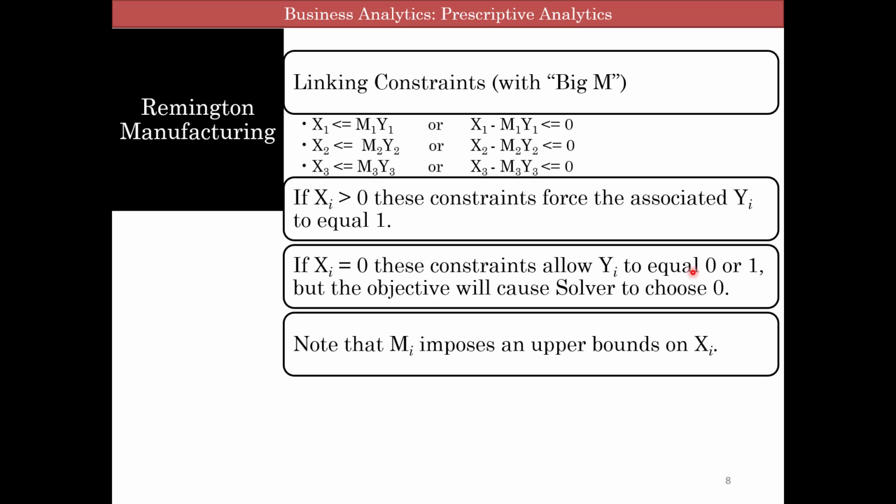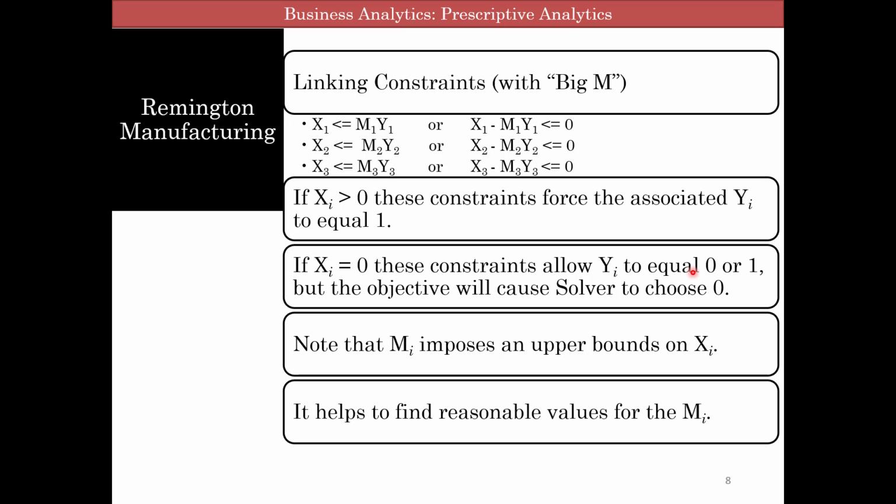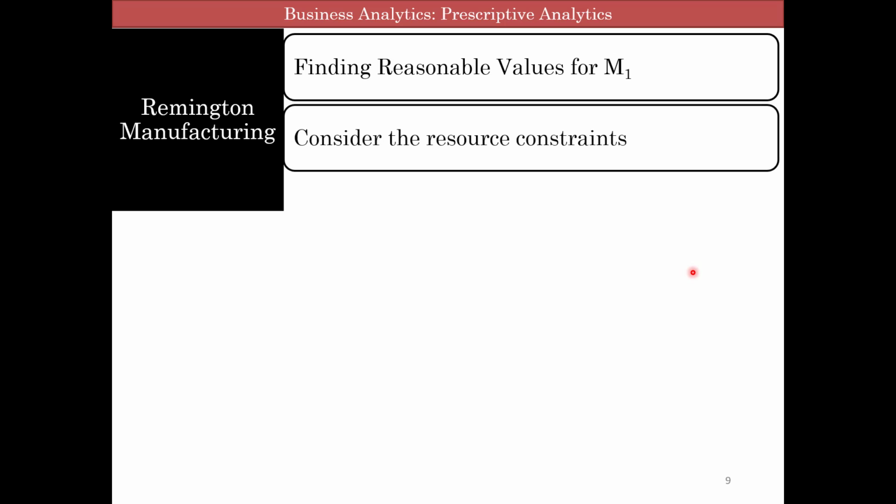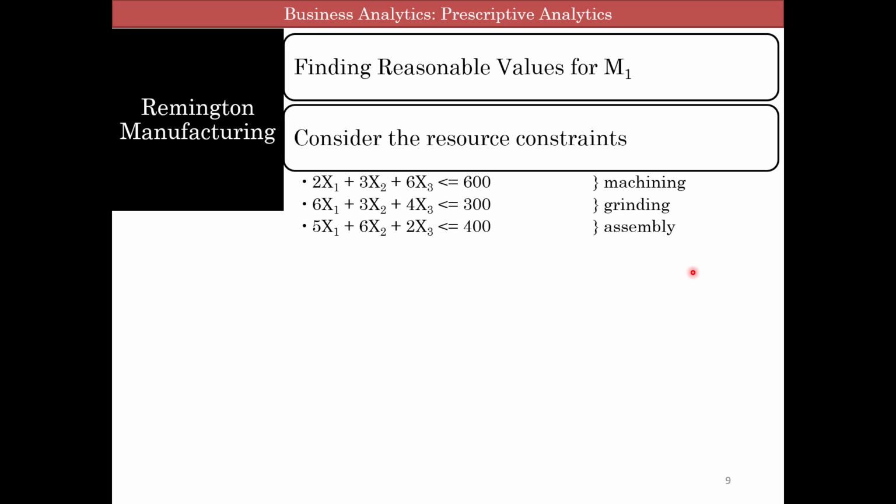So m1, m2, m3 will impose the upper bounds on x1. So we need to find reasonable values for m. Let's look at the three different constraints here. For x1, if we want to find a reasonable value for m1, we have to consider x1 here and assume x2 and x3 are equal to 0.